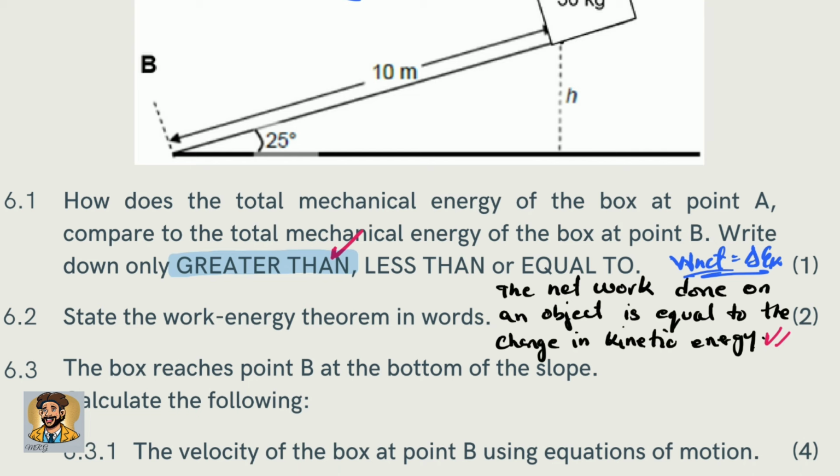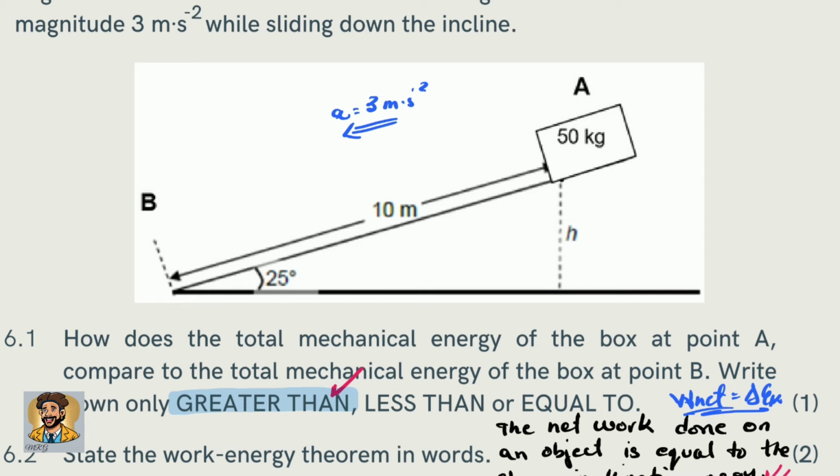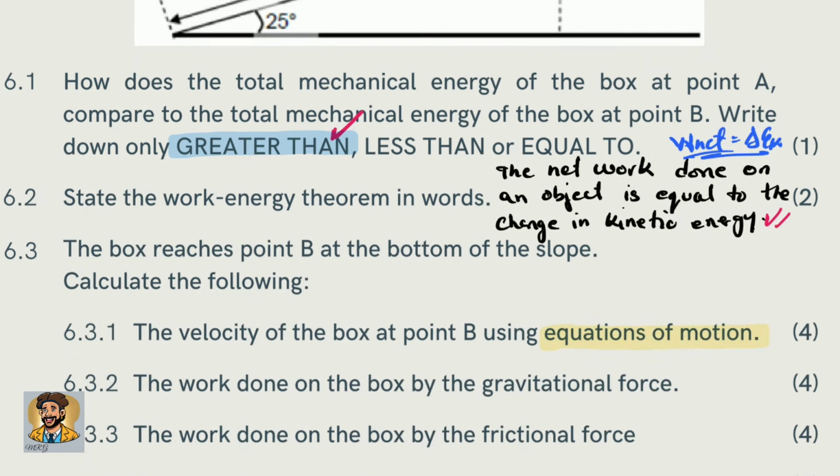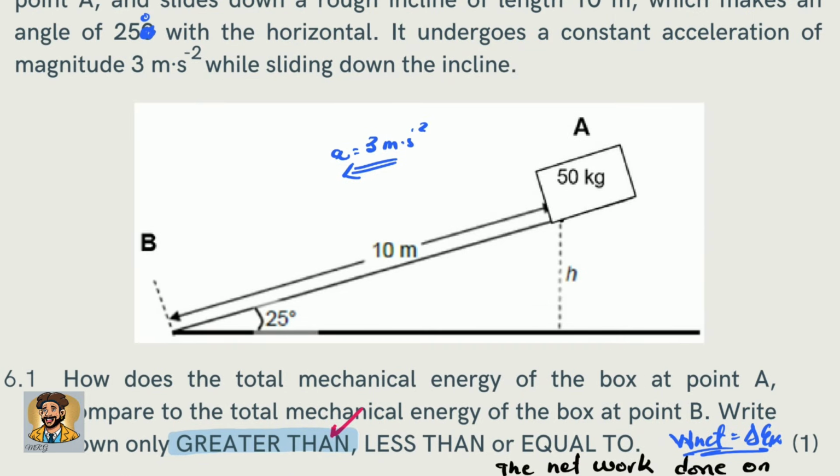Question 6.3: the box reaches point B at the bottom of the slope. Calculate the following. They want the velocity of the box at point B using equations of motion. They say using equations of motion, so you cannot use the energy approach here. They want you to use equations of motion, and that is why you have the acceleration. We can answer question 6.3.1 on this side, where there is enough space.